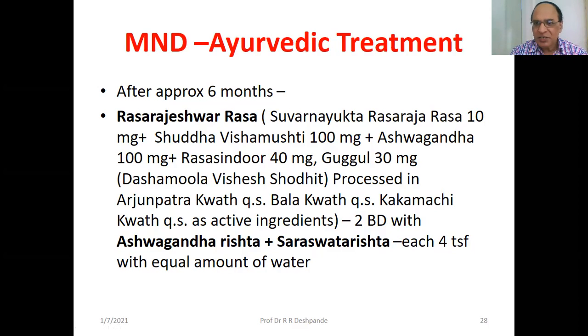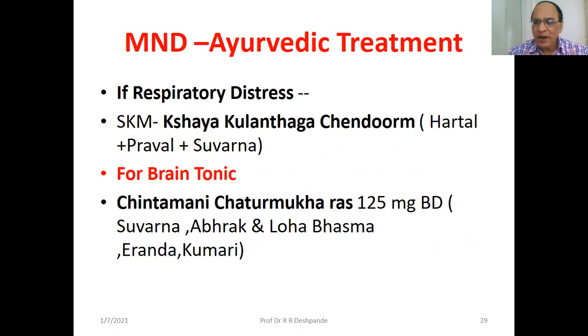Each Arishta liquid, 4 teaspoons with an equal amount of water. For respiratory distress, what can you do? Kshaya Kulantak Shenduram, from the company SKM. Kshaya Kulantaka Shenduram contains Harta, Pravar, plus Suvarna, gold.